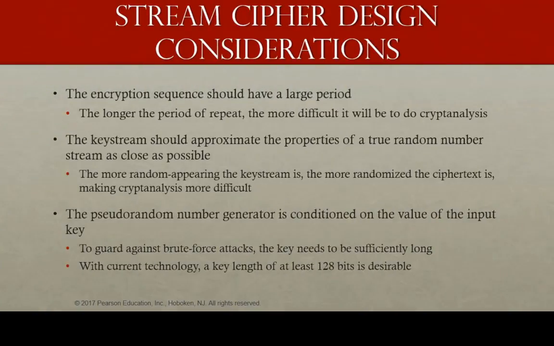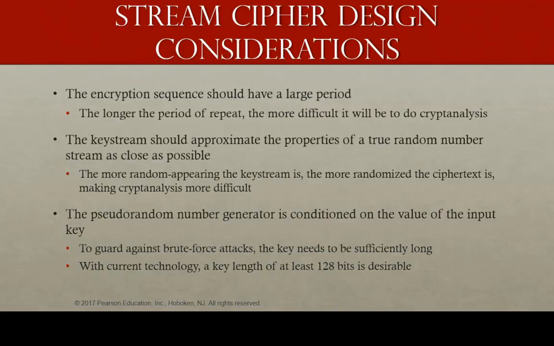Stream cipher design considerations. Kumar 97, referenced in the book, lists the following important design considerations for a stream cipher. 1. The encryption sequence should have a large period. A pseudo-random number generator uses a function that produces a deterministic stream of bits that eventually repeats. The longer the period of repeat, the more difficult it will be to do cryptanalysis.